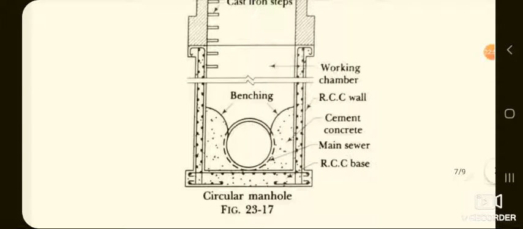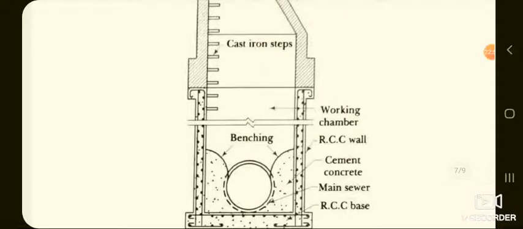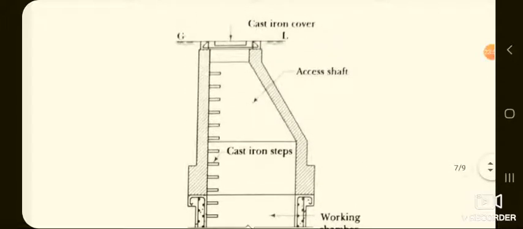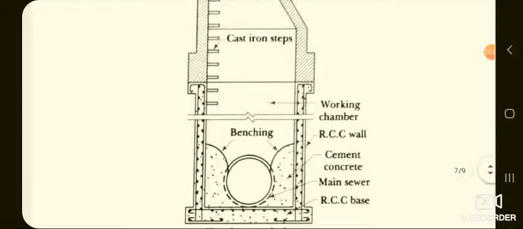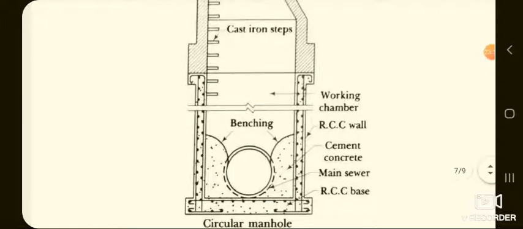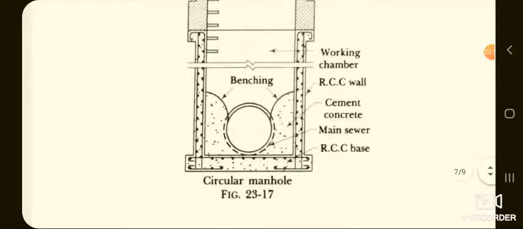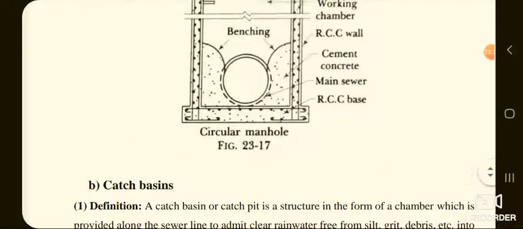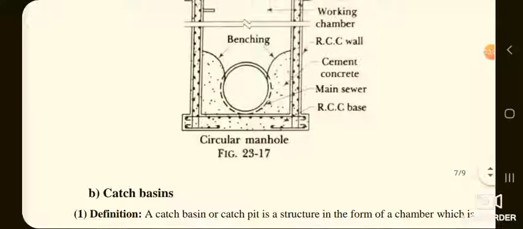So this is a circular manhole. You can all see the different components of the deep manhole here. As we have discussed, that is the exit shaft and also the cast iron cover, working chamber, and also you can see the walls which may be made up of RCC. So those walls can also be constructed using bricks or stone. This is about the manholes.